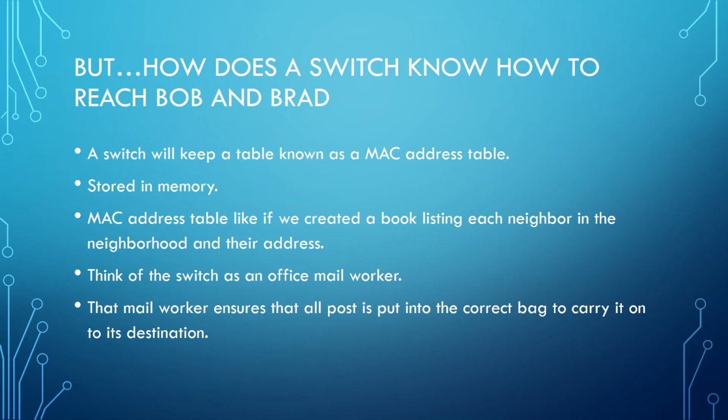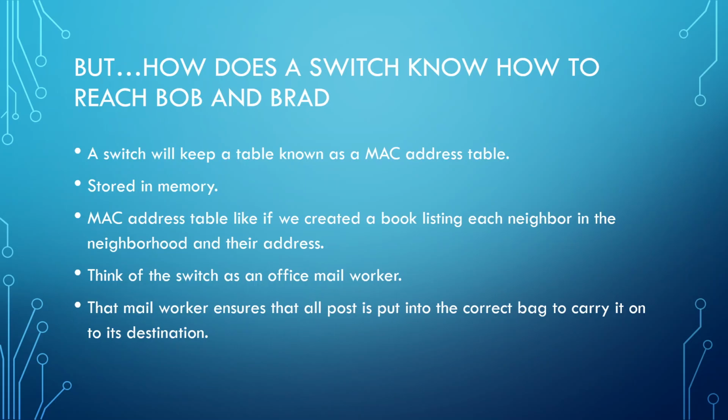But essentially, the MAC address table is like a book listing each neighbor in your neighborhood and their address. So you're creating a book and you're listing each neighbor, as in this example, let's say Rick, James, Brad, etc. And you're saying, okay, Brad lives at so-and-so address. Rick lives at so-and-so address. So you have this book and you know how to reach each individual person because you have the home address.